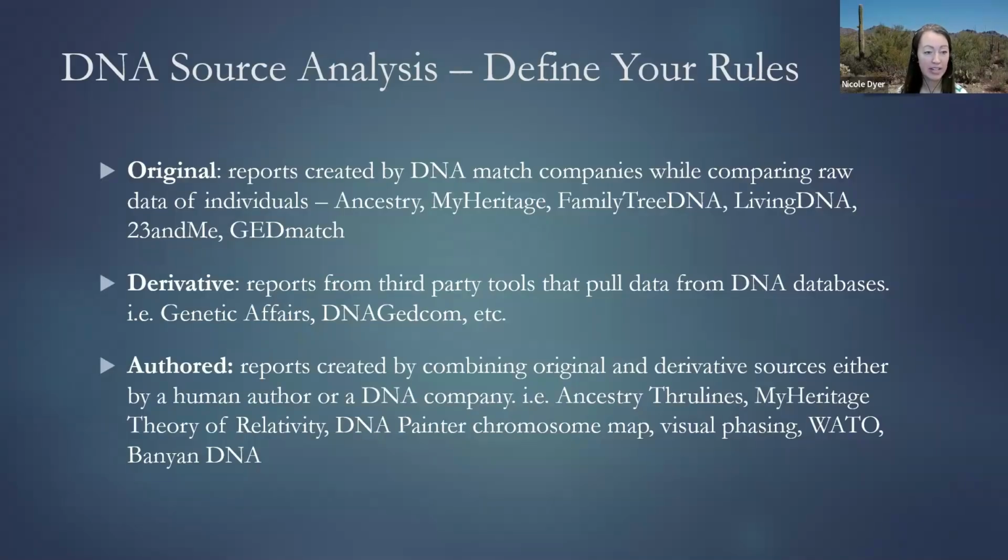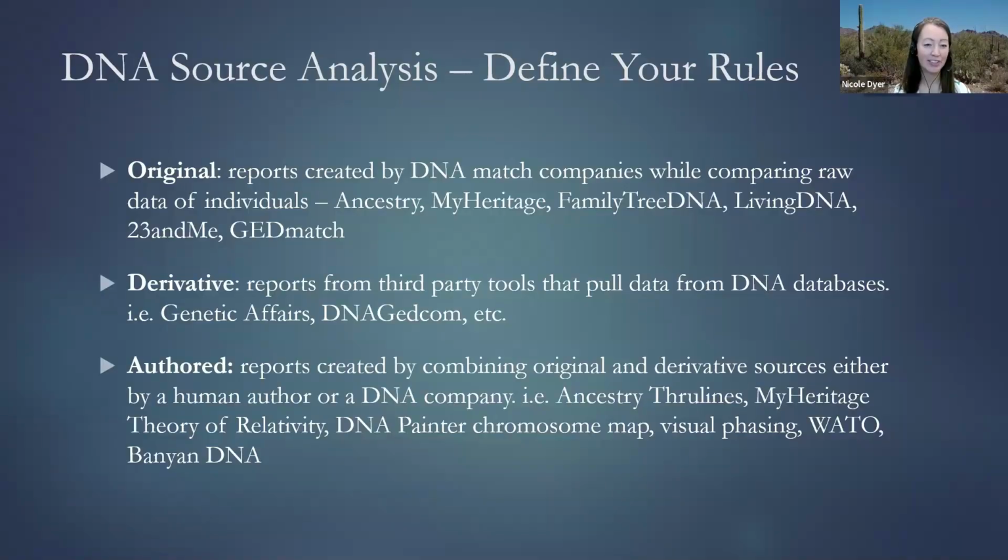So if you take a DNA test at Ancestry and you get a match list from Ancestry, that's an original source. Same with Family Tree DNA, MyHeritage, Living DNA, 23andMe, and even GEDmatch, where I feel like GEDmatch is comparing that raw DNA data with other raw DNA data and coming up with match pages. So I'm just trying to make a set of rules that could work to be defined easily.